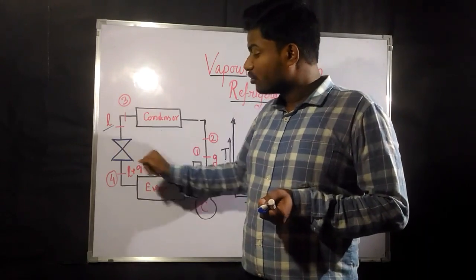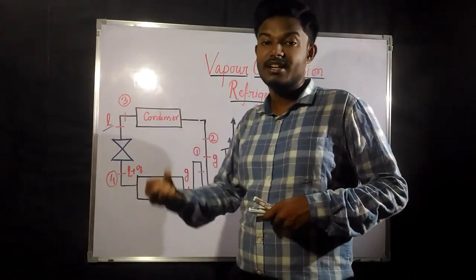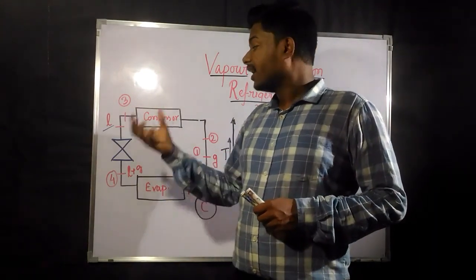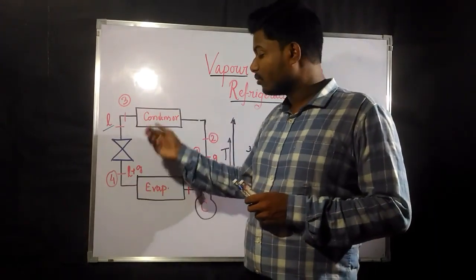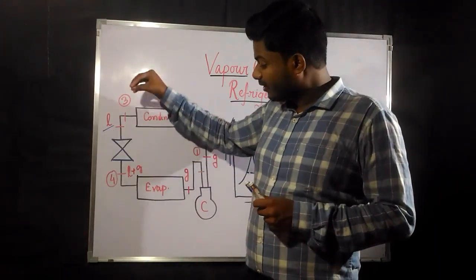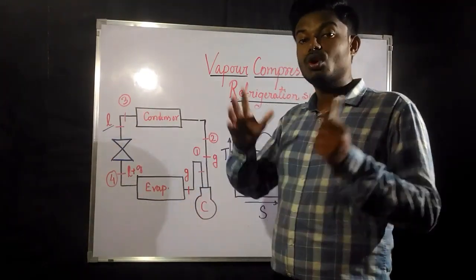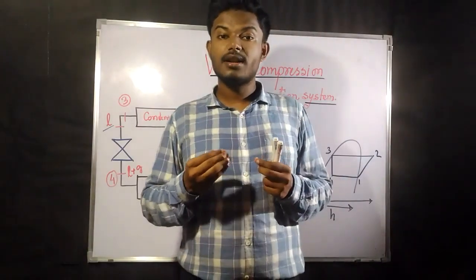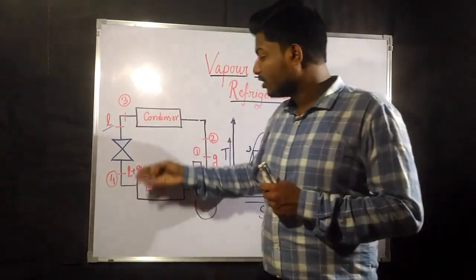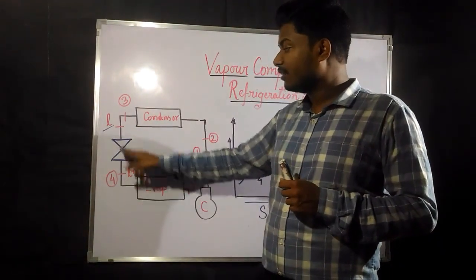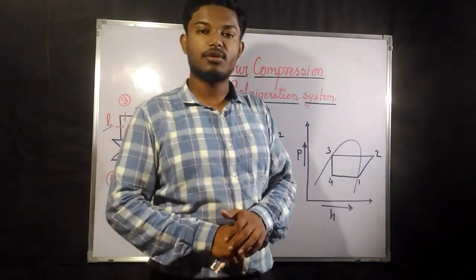Passing through this throttling device, it is going to expand, and due to this expansion, its pressure is going to be released, and the temperature is also going to come down. Due to the loss of pressure, we all know that at lower pressure the boiling point comes down. There was complete liquid, so some of the liquid has been converted into gaseous form.